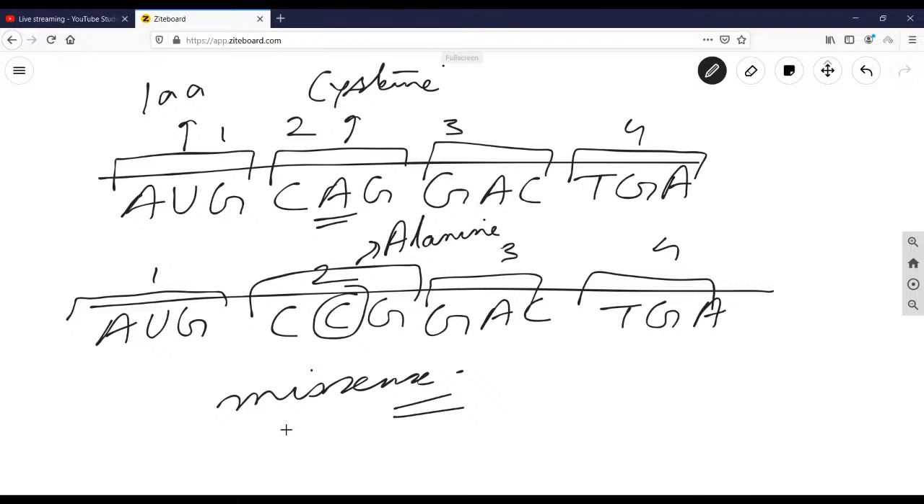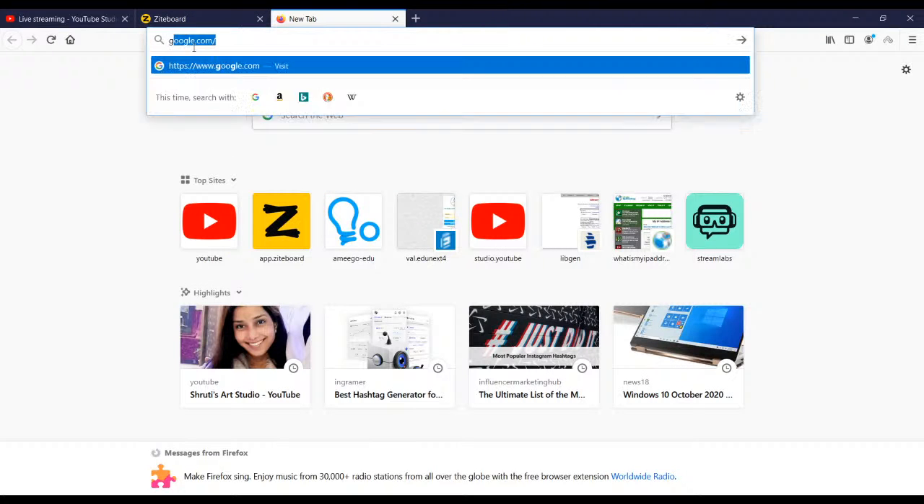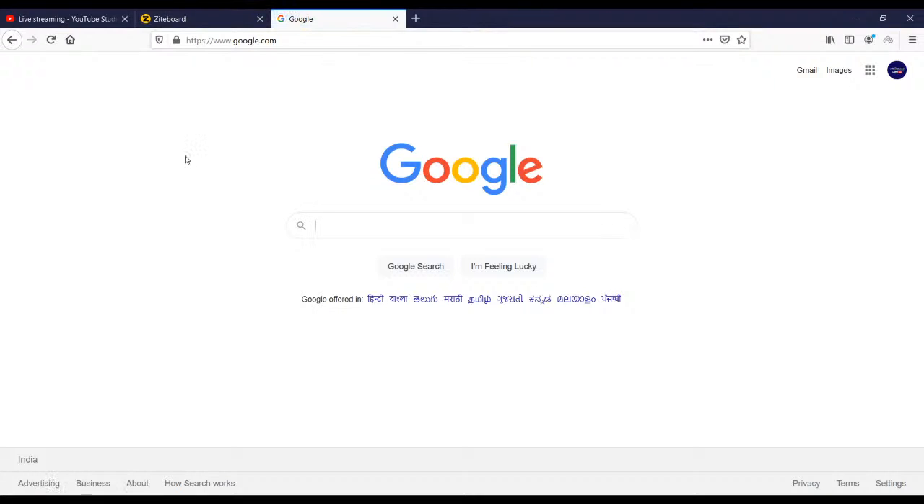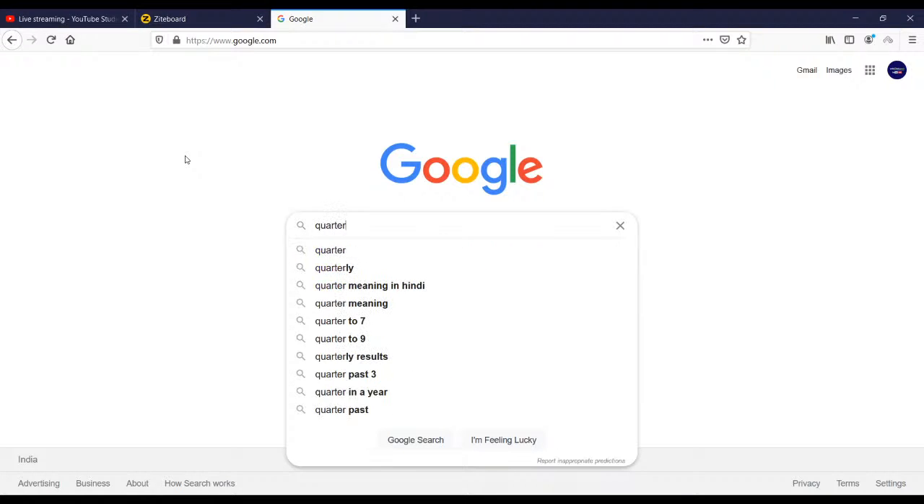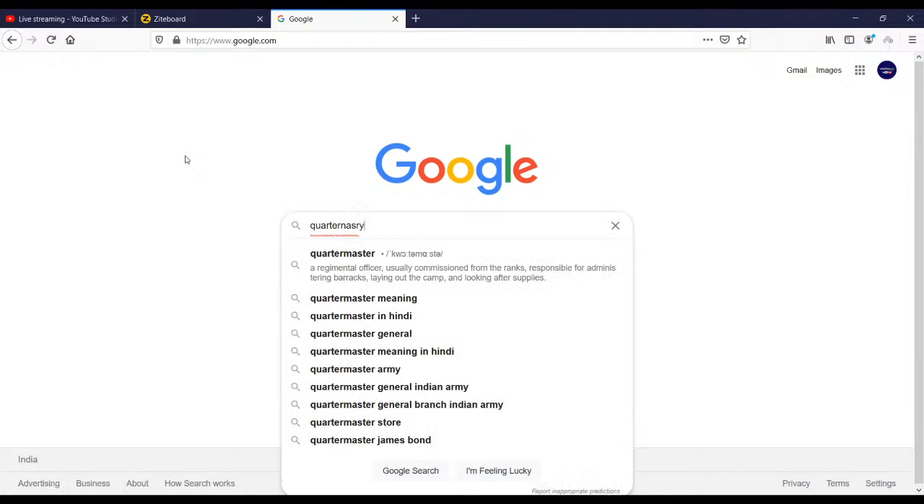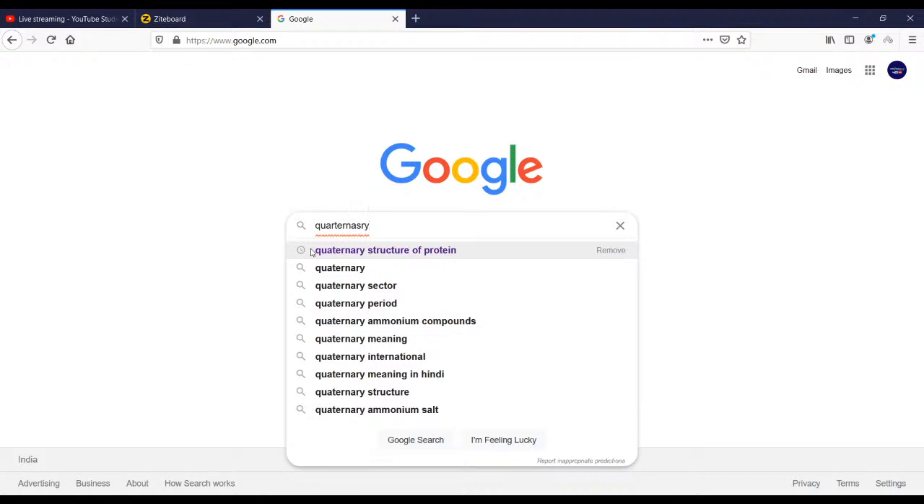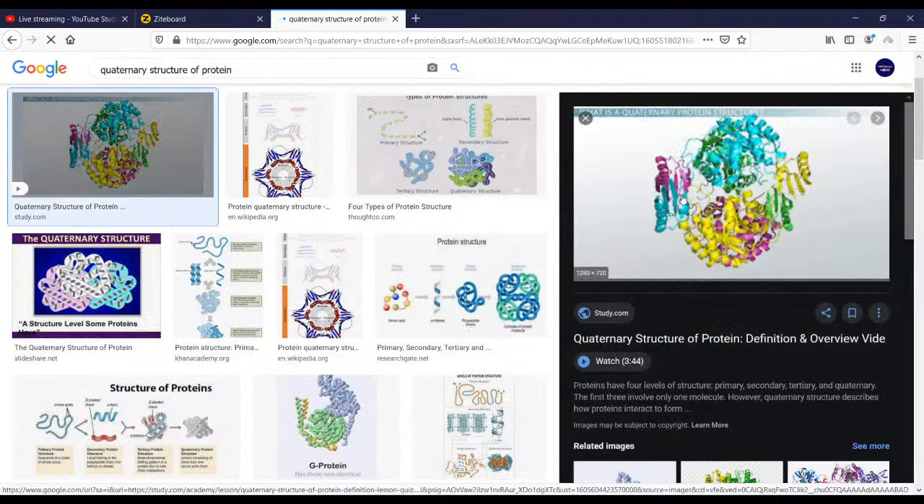Due to the difference in the amino acid, the protein configuration, or the conformational state, or the quaternary structure of the protein, changes. If I show you any protein's quaternary structure, it is like this. Every protein works in its quaternary structure. Just look at this image. You can see this is how they look. Here you will have the active site and binding site.